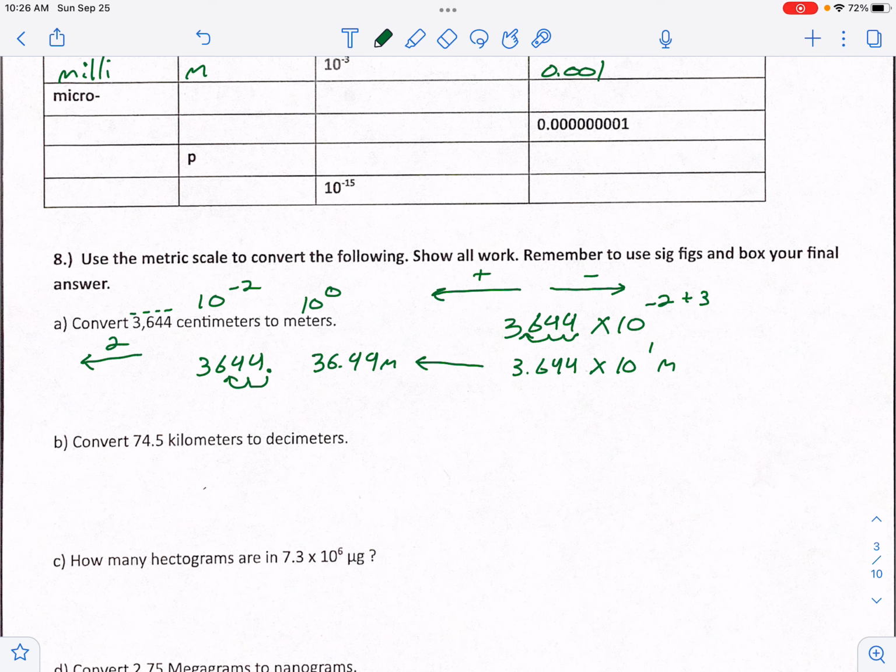In this case, I would have probably done the decimal way. Anytime it's a short jump, the decimal way is usually easier. Okay, so you're more than welcome to do either way.